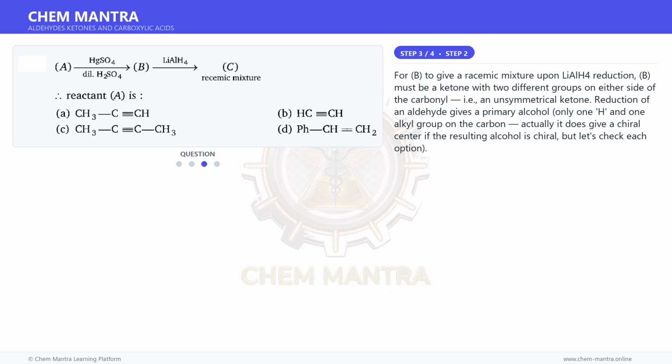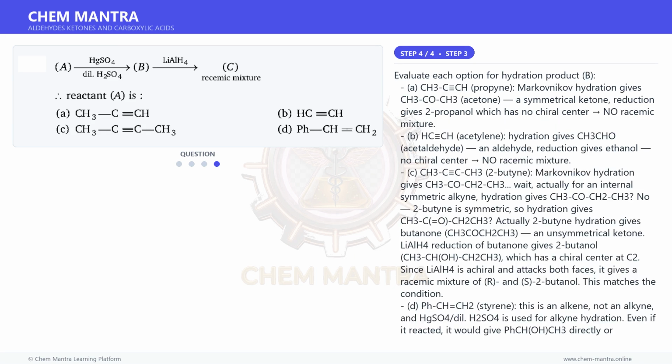Moving on to the next step. For B to give a racemic mixture upon LiAlH4 reduction, B must be a ketone with two different groups on either side of the carbonyl, i.e., an unsymmetrical ketone. Reduction of an aldehyde gives a primary alcohol, with only one H and one alkyl group on the carbon. Actually, it does give a chiral center if the resulting alcohol is chiral, but let's check each option. And for the final step, evaluate each option for hydration product B.